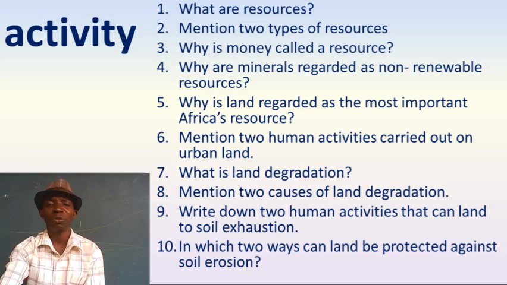Write down 2 human activities that can lead to soil erosion. That word is lead, you'll correct it. Then 2 human activities that can lead to soil exhaustion. Soil exhaustion is when the soil loses its fertility. What can cause soil to lose fertility? In which 2 ways can land be protected against soil erosion?